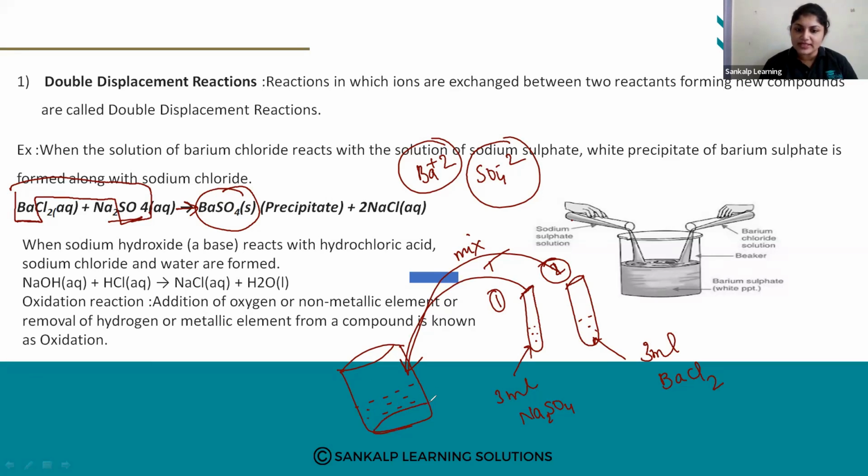So there will be a precipitate. Precipitate means it will be formed like a curd. Okay, you know curd. So it will be in the form of curd. It forms a precipitate. So white precipitate, it gets settled down. It forms a curdy precipitate. It is called as precipitate.